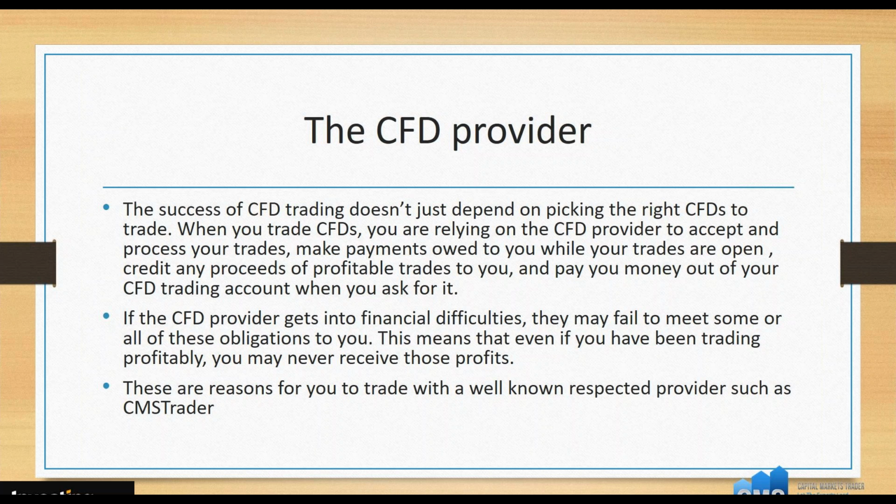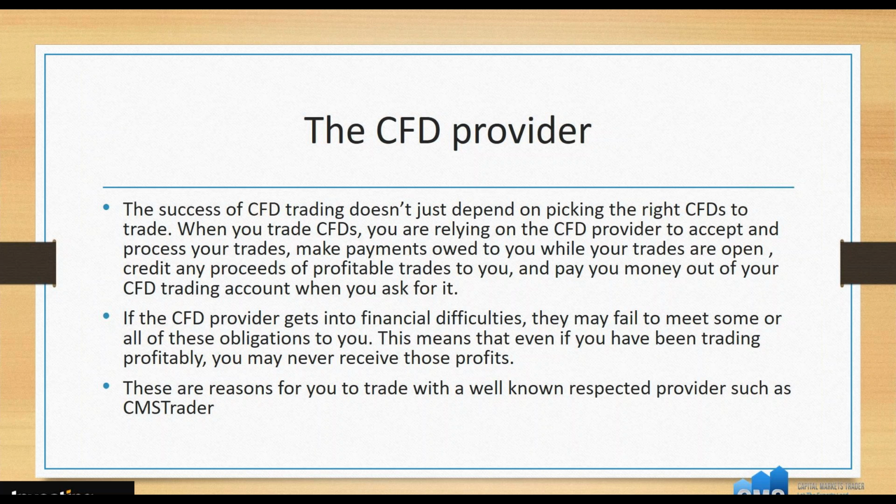The success of CFD trading doesn't just depend on picking the right CFDs to trade. When you trade CFDs, you're relying on the CFD provider to accept and process your trade, make payments owed to you while your trades are open, credit any proceeds of profitable trades to you, and pay you money out of the CFD trading account when you ask for it. If the CFD provider gets into financial difficulty, they may fail to meet some or all of these obligations to you. This is one of the reasons you need to trade with a regulated provider, because that regulation makes sure that your money and your capital is separated at all times and that you're always paid on your account values. Otherwise, you're covered by the insurance from the regulation agency. But most regulated brokers don't go belly up on you.